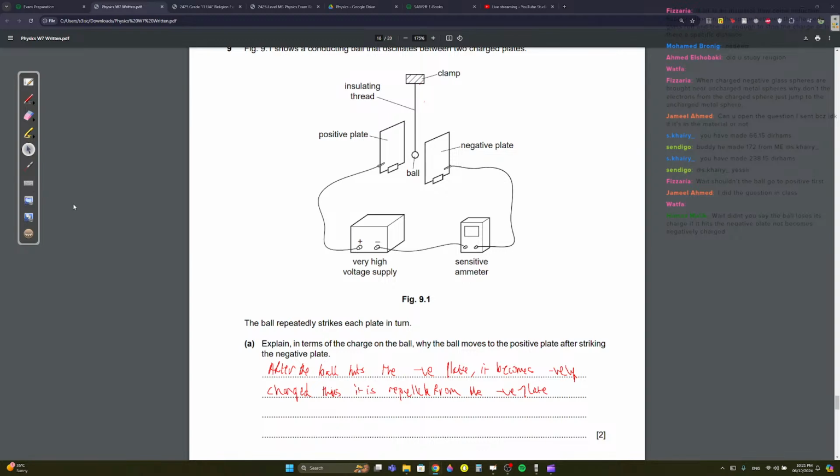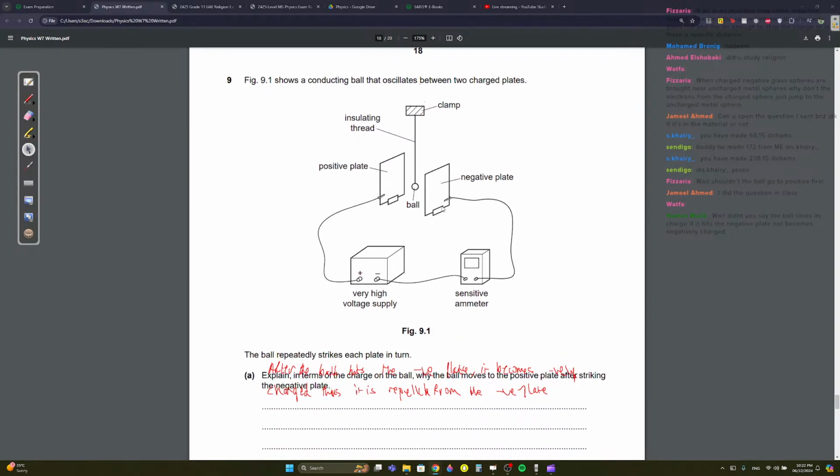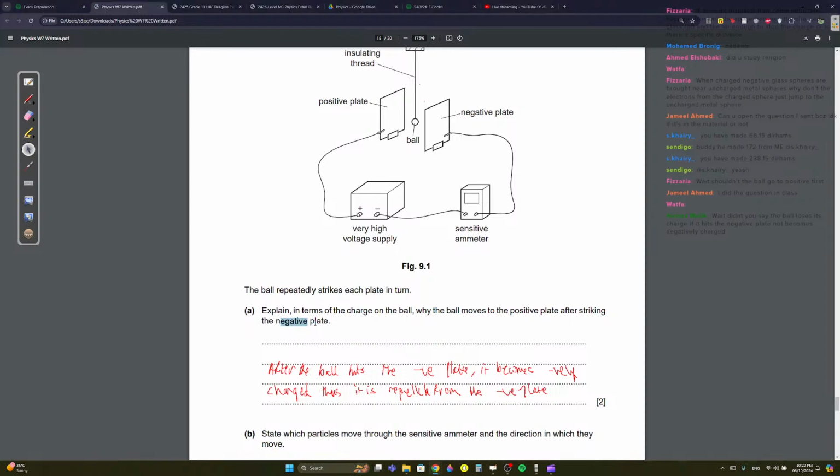We didn't say the ball loses charge if it hits the positive plate. Okay. Yes, Hamza, I did say that. But that was for the case when I hit the positive one first and then go to the negative. But here, what did they say? They struck the negative plate first. Okay?